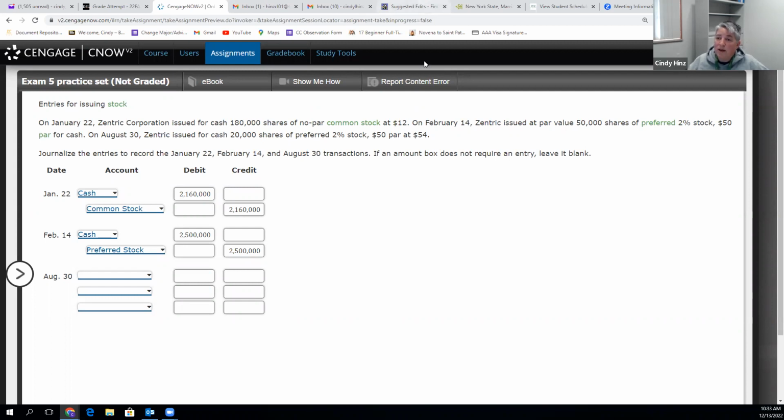And that's what happened on August 30th. We issued an additional 20,000 shares of preferred stock. Remember that concept of authorization. We need to have authorization to issue those. We have to have that available to do.